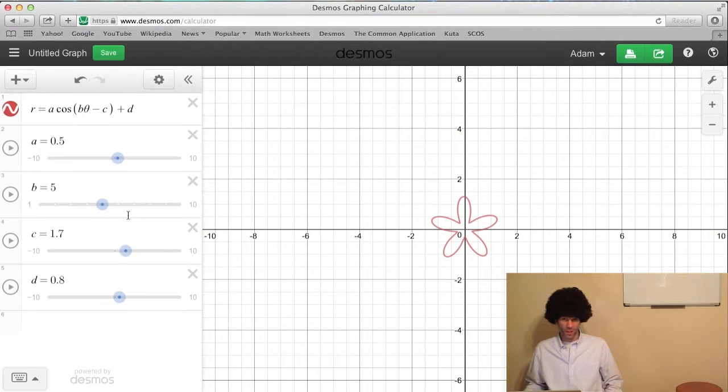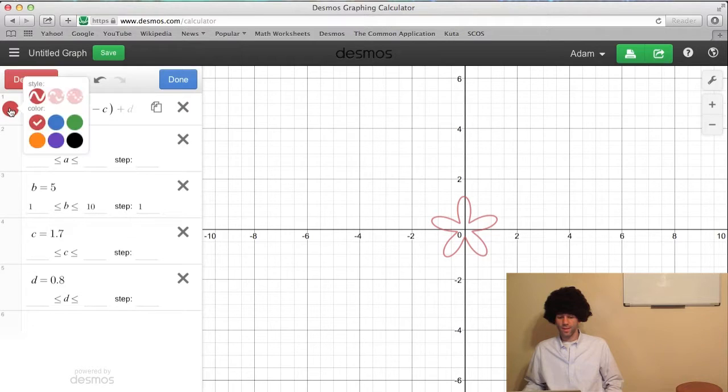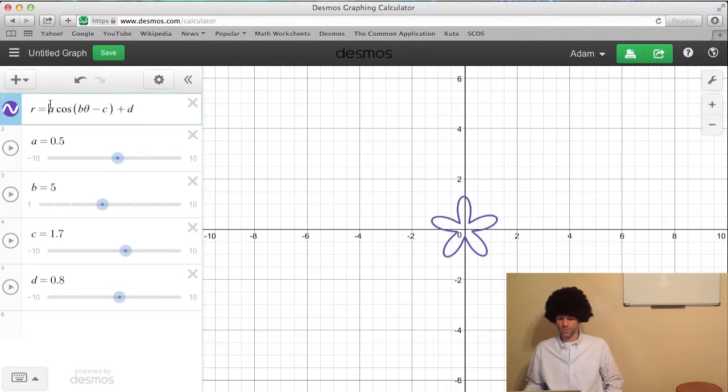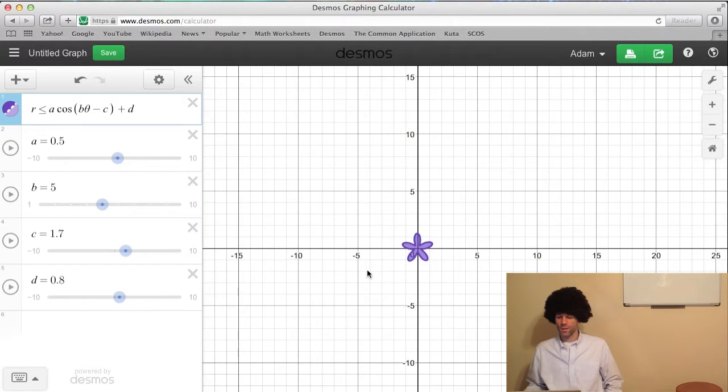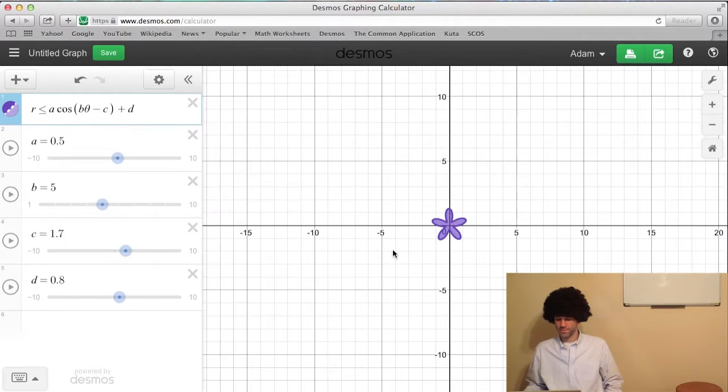I'm going to change the color of my flower and start filling it in. I'm going to edit my list and turn it into a purple flower. And instead of equals, I'm going to let it be less than or equal to. And there we go. We have a flower. That's kind of large. I'm going to zoom it out. I'm going to put a lot of stuff around it.